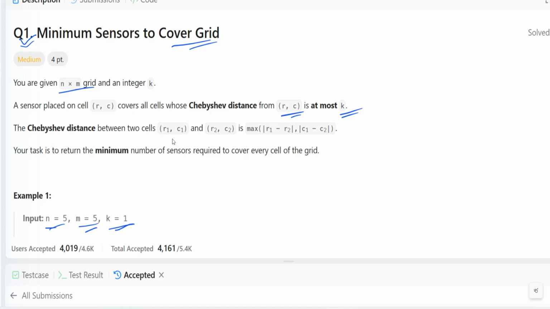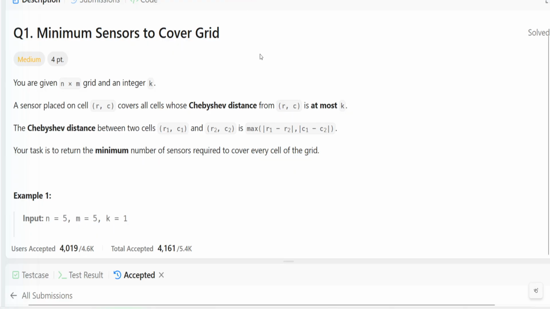It is saying that the distance between two cells is the max of r1 minus r2 and c1 minus c2, right? Okay, you have to return the minimum number of sensors required to cover all the cells. So if you observe, this problem is very important, right? Because this is very conceptual, right?